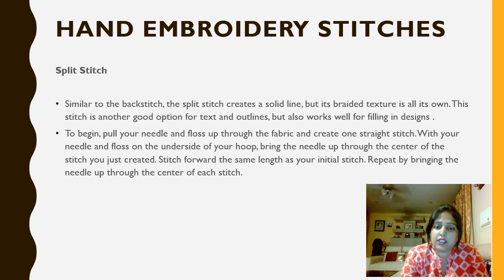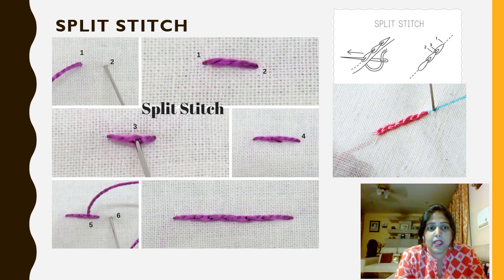Stitch forward the same length as your initial stitch. Repeat by bringing the needle up through the center of each stitch. You can see on the next slide how this can be done. It actually looks like a braid because every stitch is created by poking through the center of the previous stitch and going forward. So it creates a braid kind of effect.